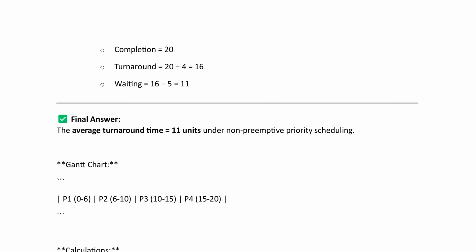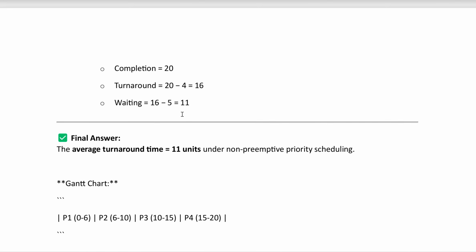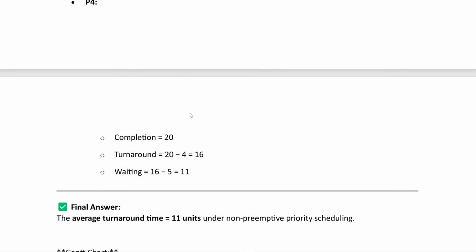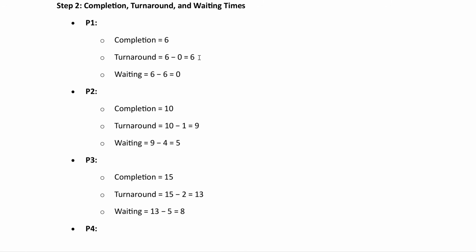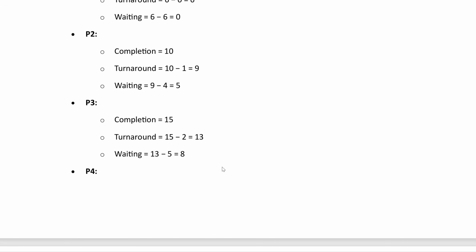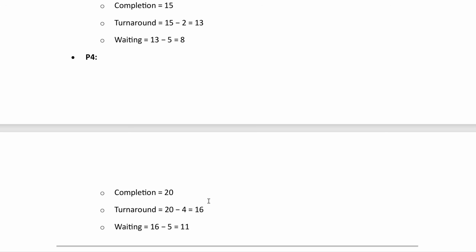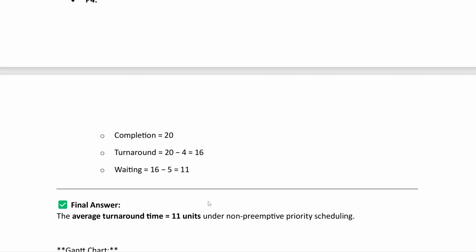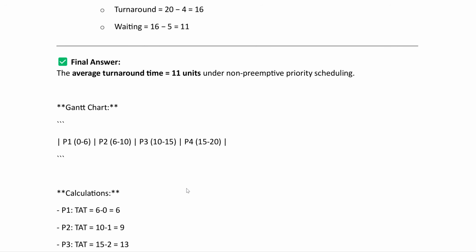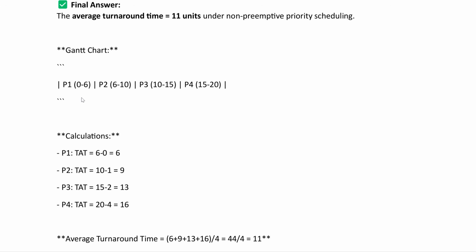But in the question, we have been asked to compute the average turnaround time. So average you already know, because we have four processes. We have to sum up all the turnaround times, that is 6 plus 9 plus 13, 28, and 16, 44. 44 divided by 4, that is 11 units. That is the average turnaround time, right?